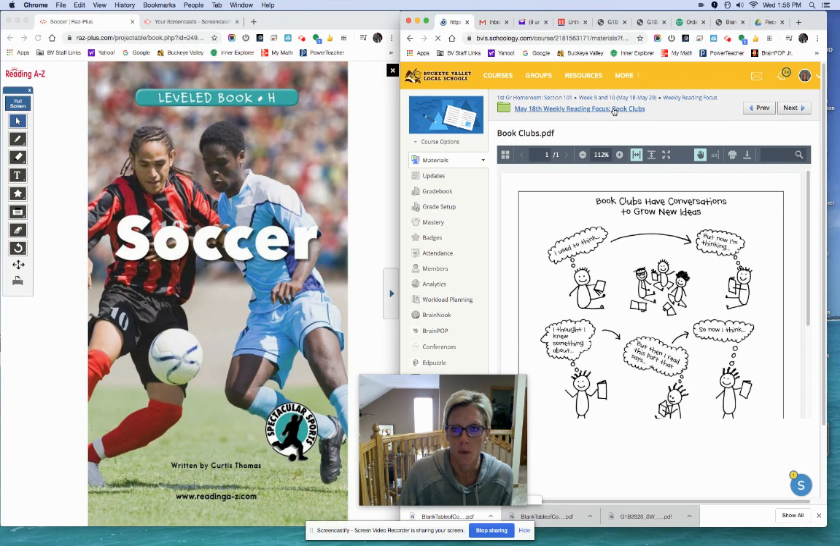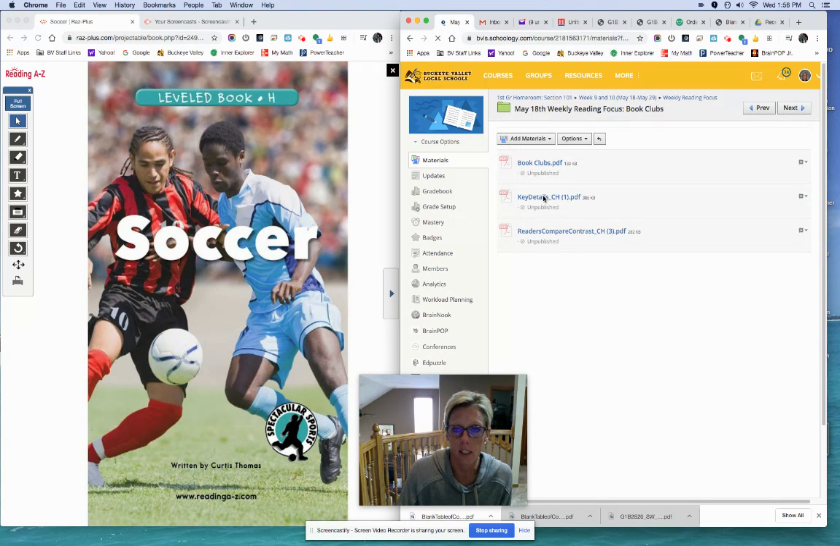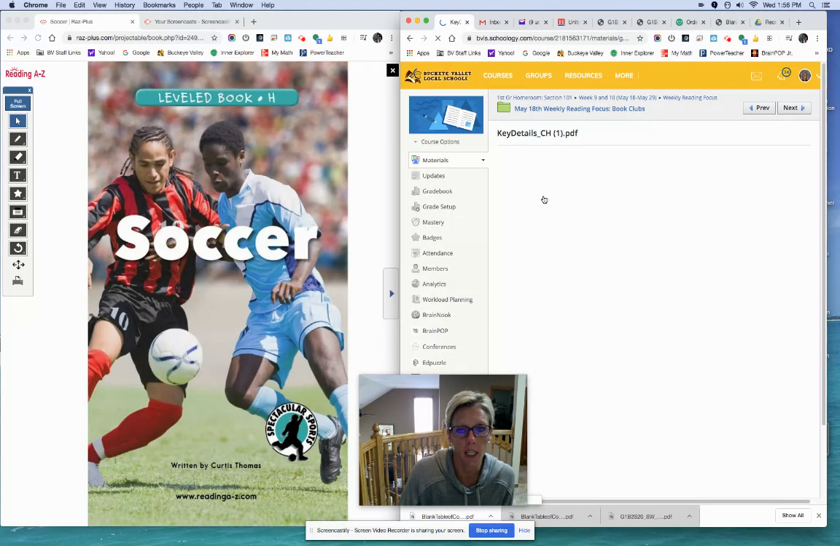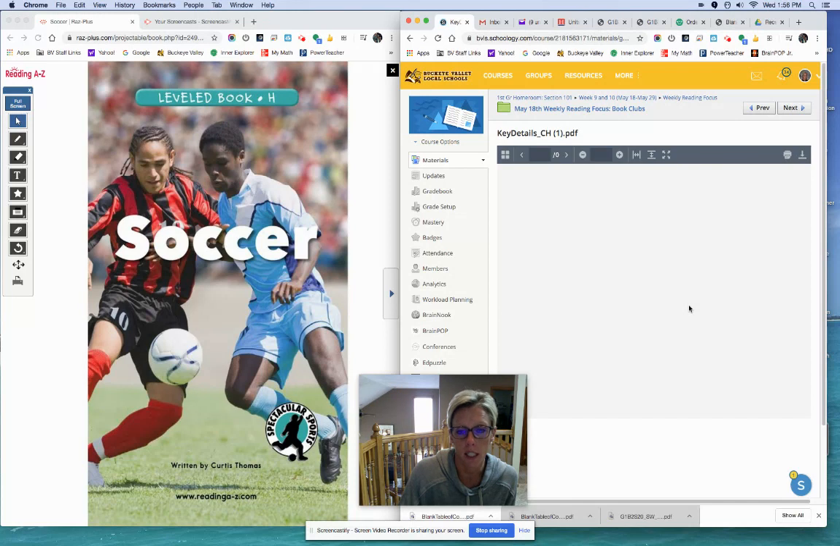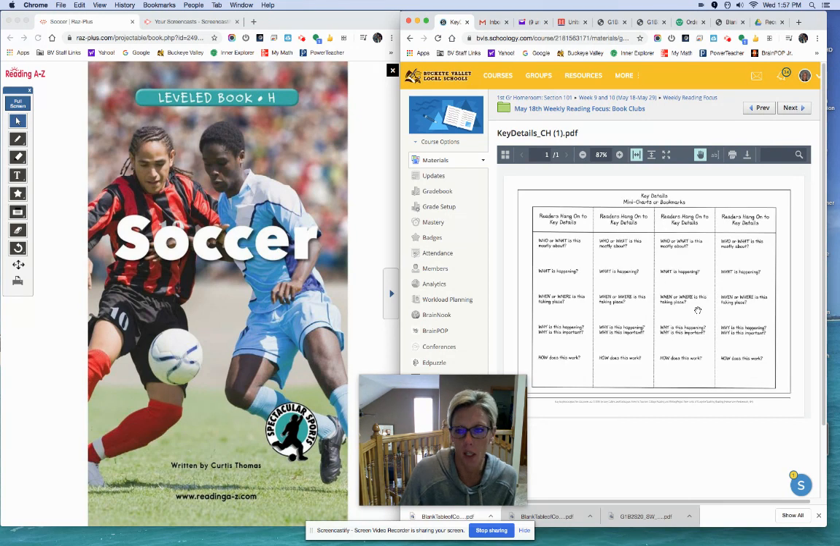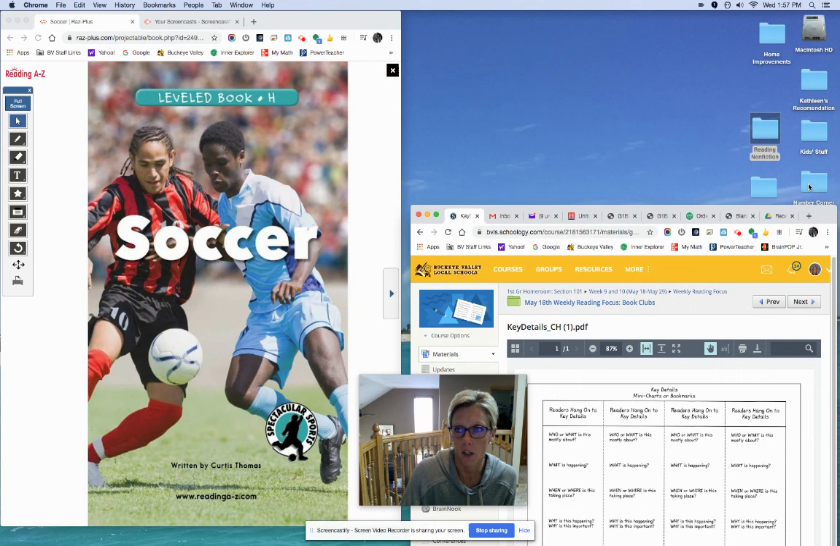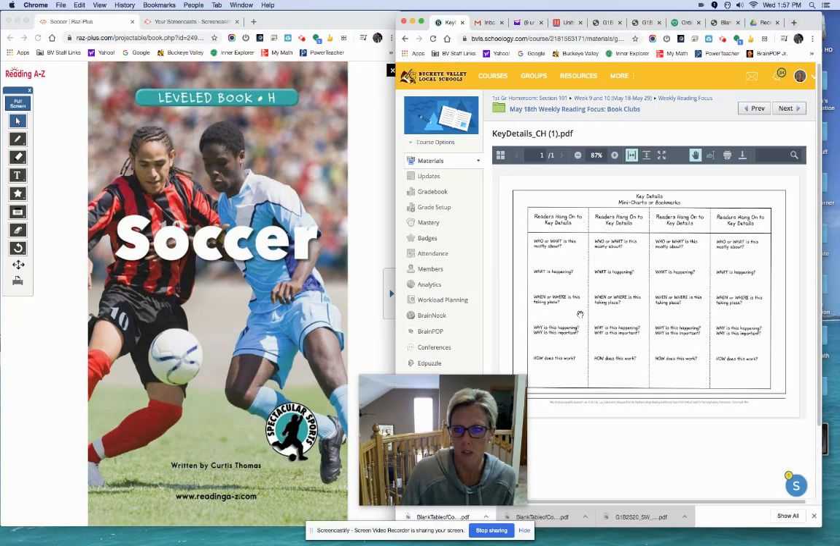I'm going to go back to another one, and this one is called Key Details. So when you are sharing what you know about a book with someone else, you want to include the key details. So this one is set up kind of like bookmarks. So you can always print it off and cut them apart so that you always have it with you. So hopefully you can see it. Let me zoom in a little bit.